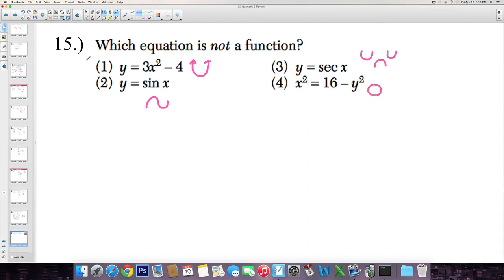So basically you need to recognize what each of these graphs look like. You can use a calculator to help you. So it needs to pass the vertical line test. This one's good. This one's good. This one's good. The circle, though, that fails our vertical line test. So this is the one that is not a function.